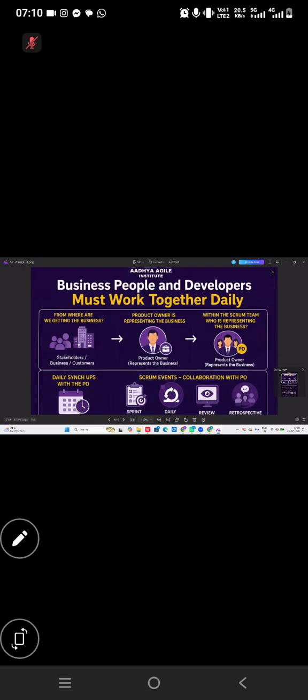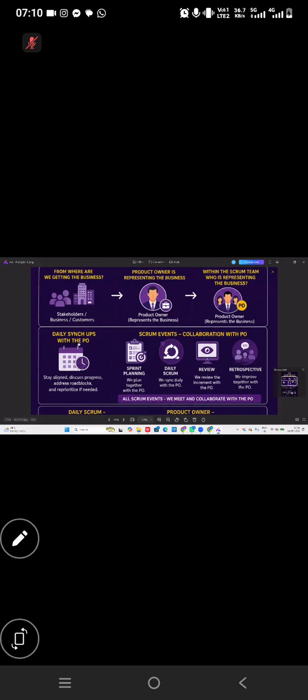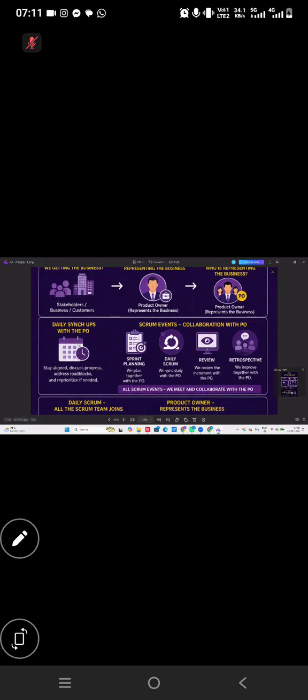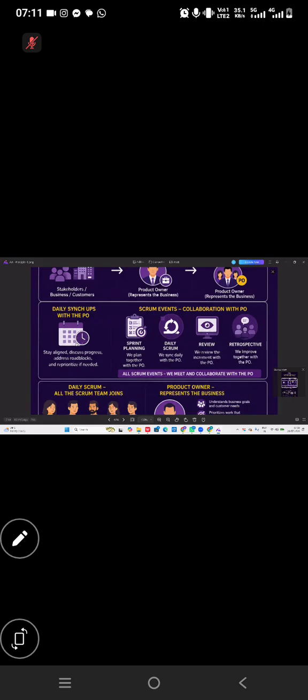The concept is very simple. Within the Scrum team, the product owner is representing the business. He knows the in and out of the execution. For all the Scrum events, we are in line with the product owner, starting from the sprint planning, daily Scrum, review, and retrospective meeting. In the sprint planning meeting, the product owner will talk about the priorities and explain them. In the daily Scrum, if there are any challenges or business clarifications, we will take help from the product owner.